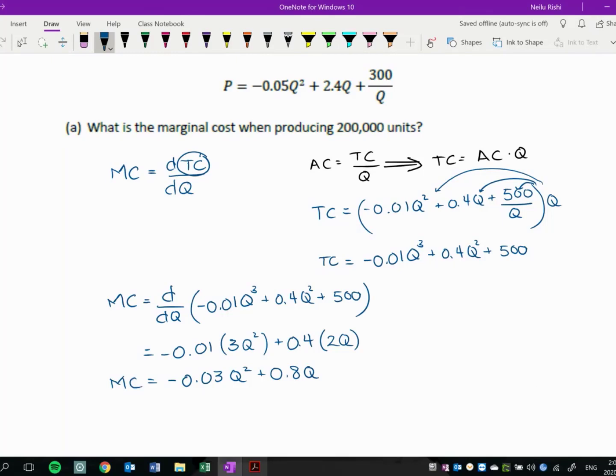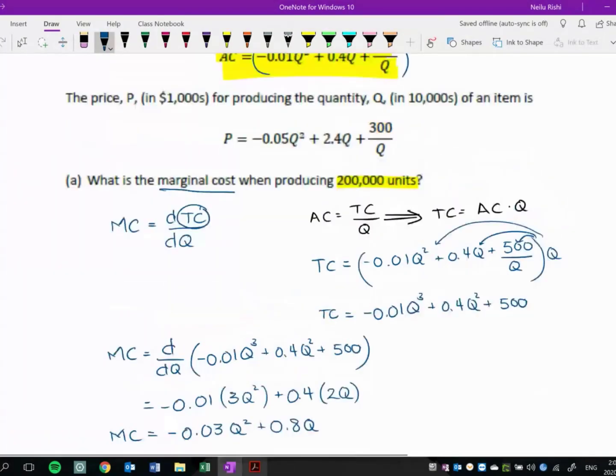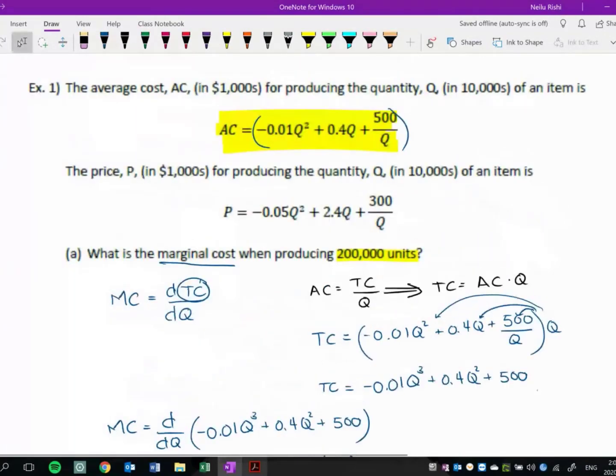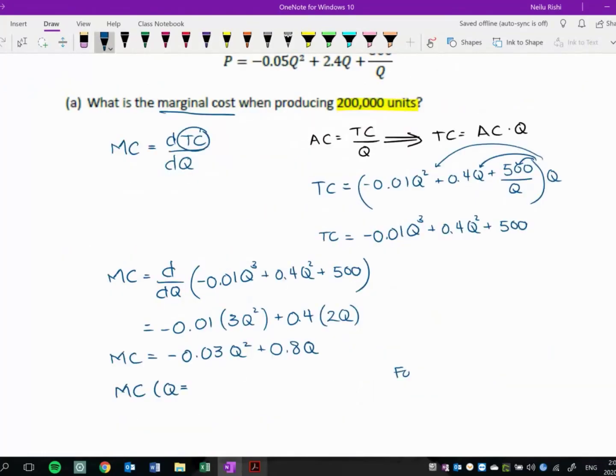Now I can determine what the marginal cost is when producing 200,000 units. So to do that, I'm going to substitute q is equal to 200,000. Maybe not. Okay, let's remember that q in our cost equation is in tens of thousands. So what is my q? So for 200,000 units, q is going to be, each q unit is 10,000 units.